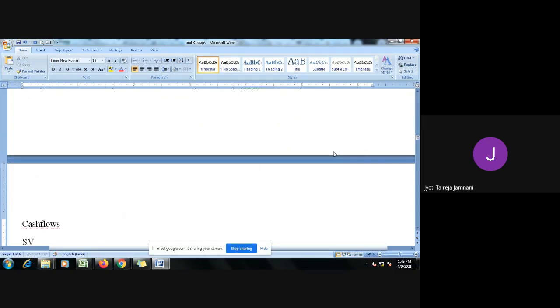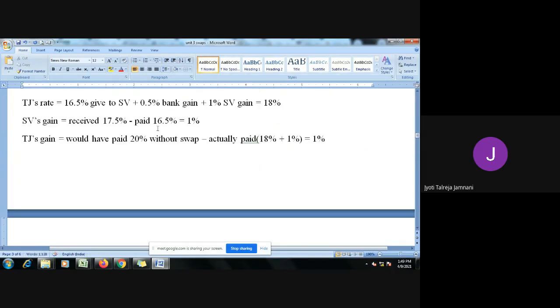First we'll do it for SV. See here, whatever gain you have written, I am copying it as it is. Okay, now we'll show it in cash flows. SV, now I have written here, received 17.5%. 17.5% on what? On the loan amount. And how much is the loan amount given here? Rupees 1 crore. So what we will do? We will find 17.5% of 1 crore.